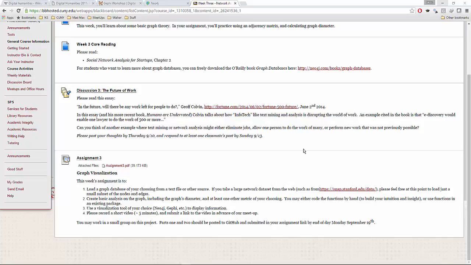This week, we were tasked with producing a graph visualization of our choice. It was a pretty interesting assignment. We had the opportunity to use Neo4j, Gephi, and some other visualization tools.